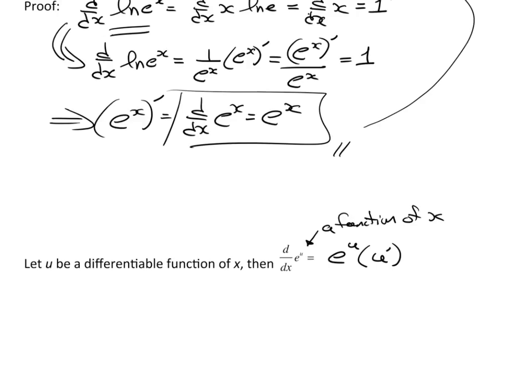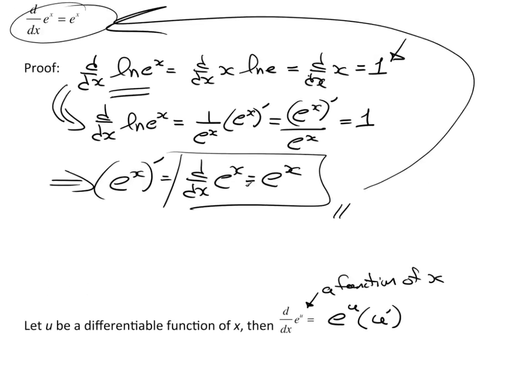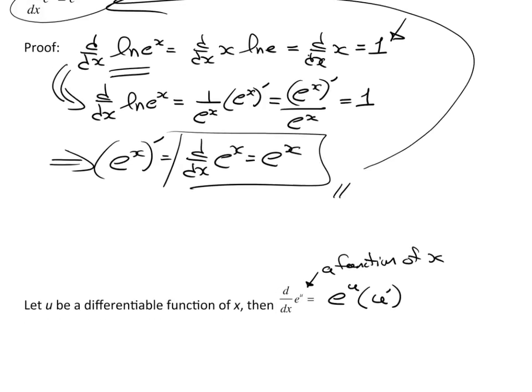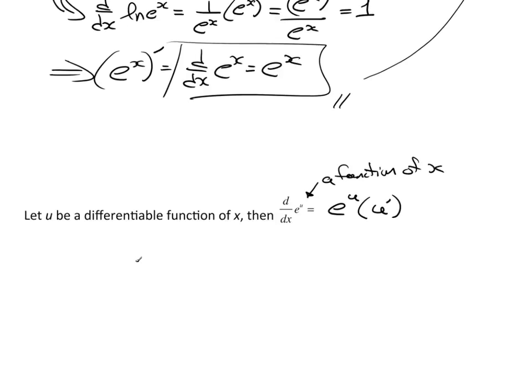Well, really, we did the same thing up here, because the derivative of e to the x is e to the x times x prime, but x prime is 1, so it's just e to the x. So if I think of this as a function of x, I could write this perhaps a little bit more clearly this way.